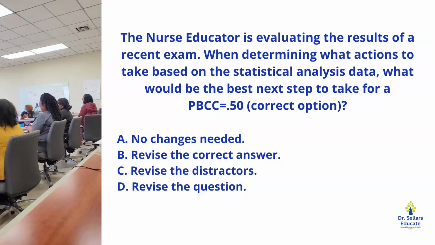Every single time we have a snapshot, we like to have a thought-provoking question to make it more meaningful and practical for our time together. So let's take a look. The nurse educator is evaluating the results of a recent exam. When determining what actions to take based on the statistical analysis data, what would be the best next step to take for a point by serial correlation coefficient that's equal to 0.50?